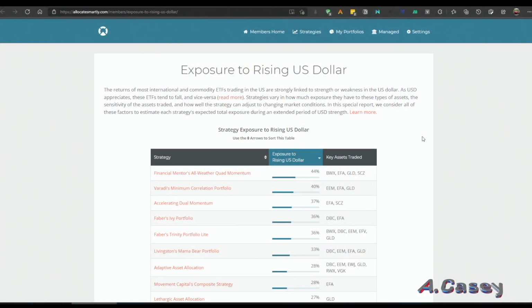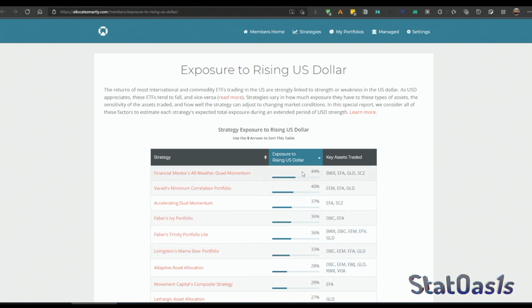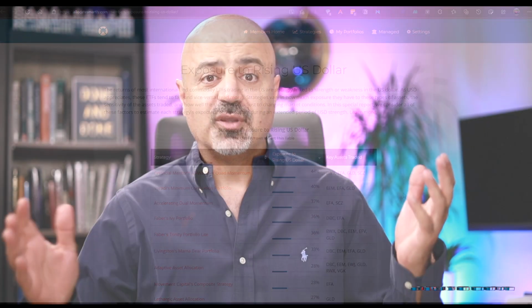Exposure to rising US dollar. Again, it's the same as interest rates. Some strategies have a big exposure to the US dollar, and therefore they will get affected when the US dollar goes up or goes down. So as you can see, it's an excellent piece of software.